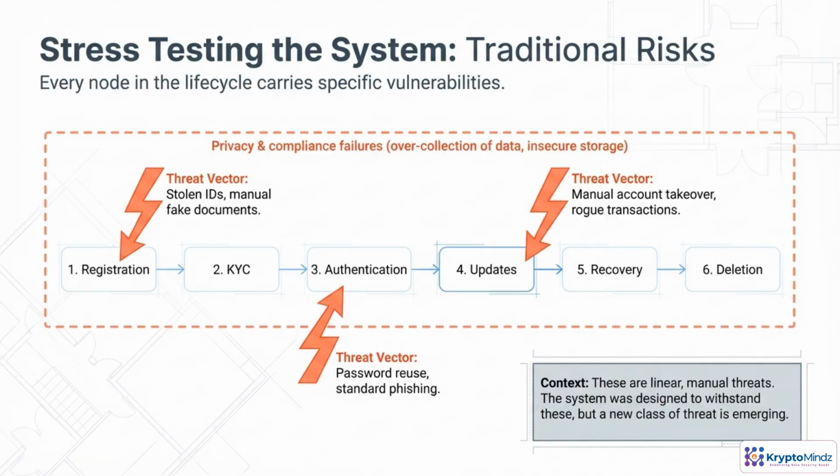In a traditional identity lifecycle, every step is a potential attack surface. At registration and KYC, the risk is fake or stolen documents seeding a clean but fraudulent account. During authentication, the classic problems dominate: password reuse, weak factors, and basic phishing. Later, profile updates and recovery are prime moments for manual account takeover and rogue transactions. Across all stages, overcollection of data and insecure storage create privacy and compliance failures. Notice that these are mostly linear, human-scale threats.